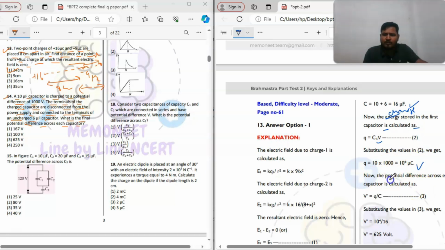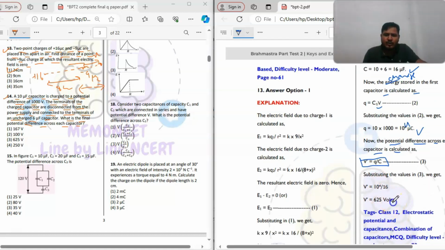Now the potential difference across each capacitor can be calculated as V dash is equal to Q by C. Now we know the value of Q here, 10 to the power 4 microcoulomb, not 10 to the power 6, 10 to the power 4. So 10 to the power 4 by 16. After solving this, we will get 625 volt. So our third option is the correct option. Have you got this point or not? Yes, very good. Now we will move to the next question.